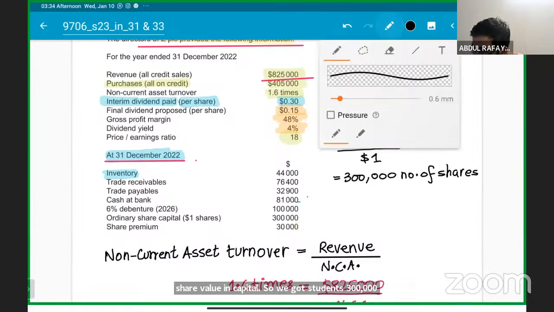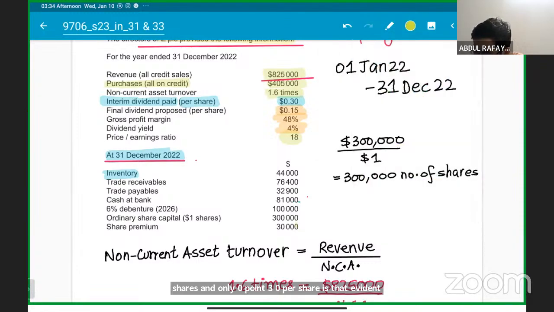A lot of students will make the mistake and confusion. They will count the final dividend as well. Students need to understand कि final dividend जब propose हुआ है, this is for this year. The final dividend proposed means that this dividend is for 31st December 2022. For the financial year 2022 we will have to ignore this. First ये पहले annual general meeting में approve होगा, and then we will pay it to the shareholders. That will be next year.